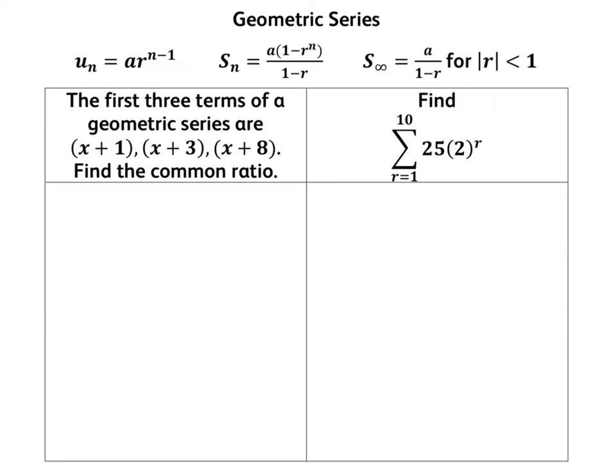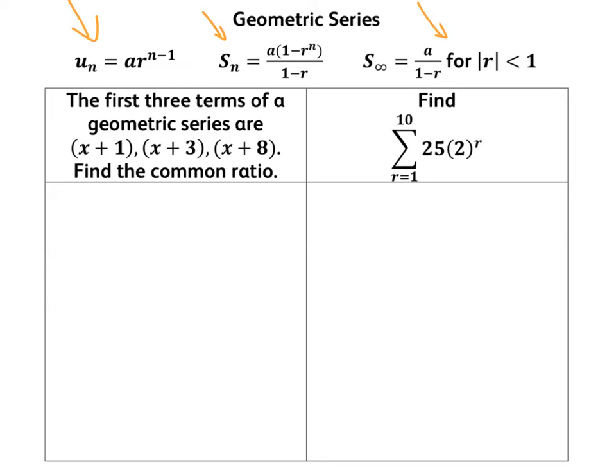Right, we're looking at geometric series now. I've put up here, up the top here, all the formulas you're given. Just a bit like with the arithmetic series, Un is the term in the series. a is the first term of the geometric series. r is the ratio. The thing with geometric series is you're multiplying by something each time.